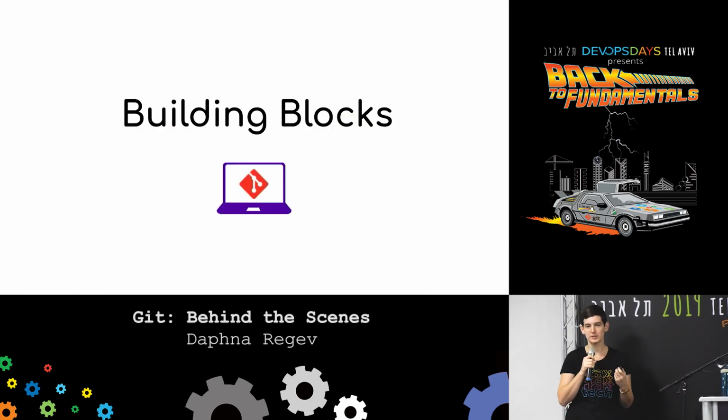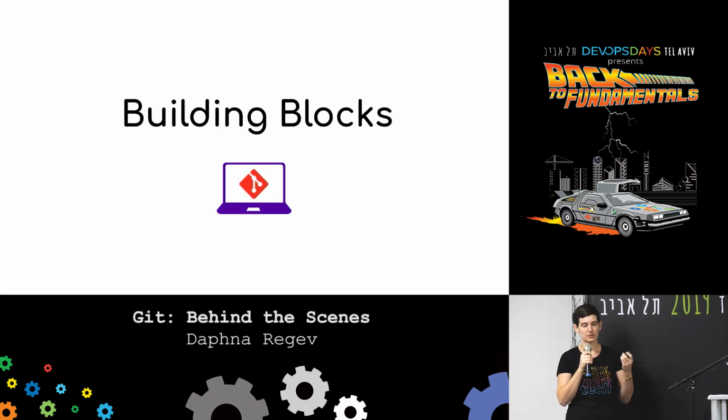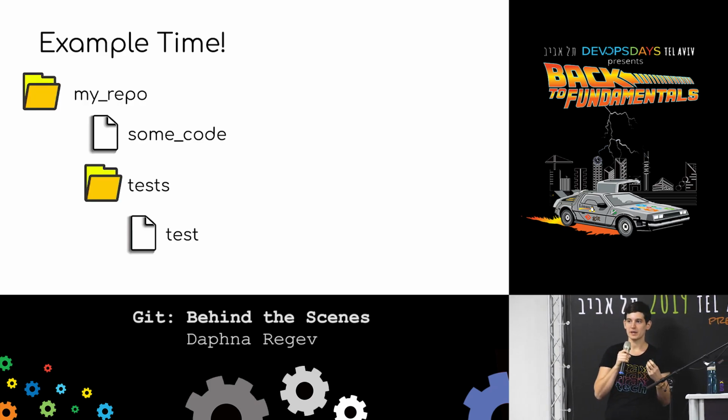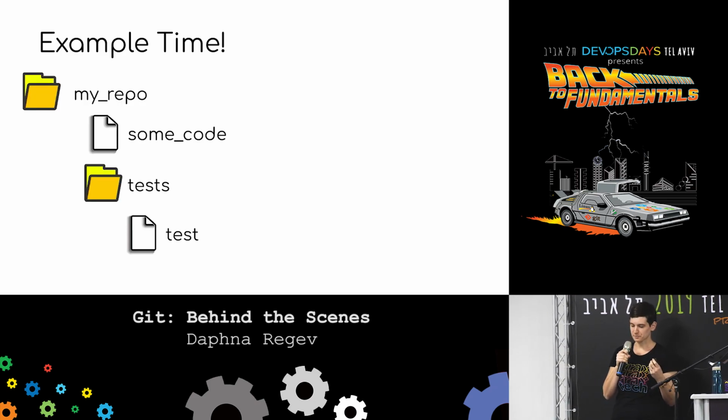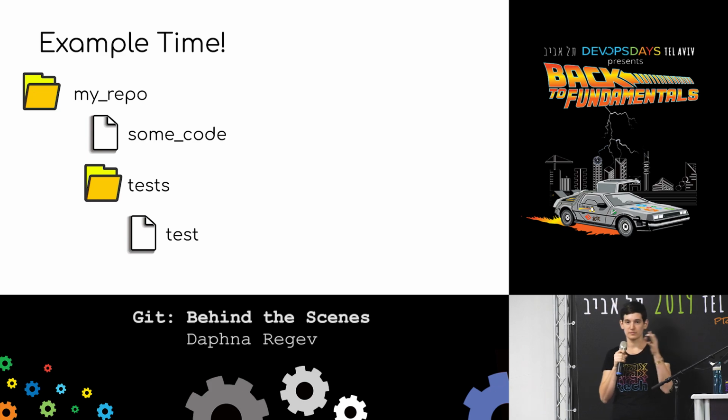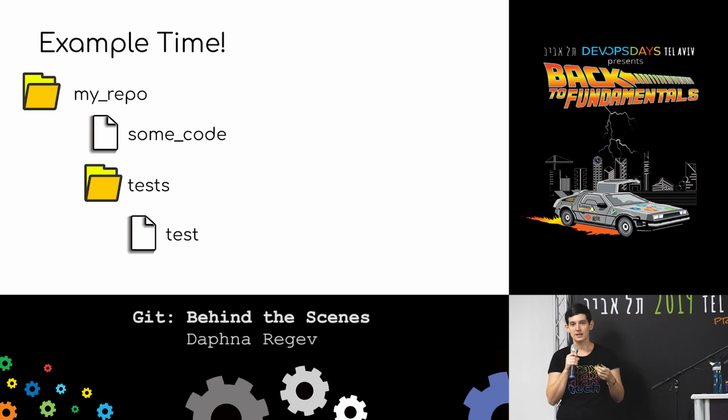And first up, we're going to be talking about the objects. The objects are a really important part of Git, and there are 4 basic objects that make up Git, and we're going to be starting with an example. So let's say this is a repository. Okay, we have some code files, and we have a directory, a subdirectory, and inside are some more files. Let's see how Git actually makes this work.